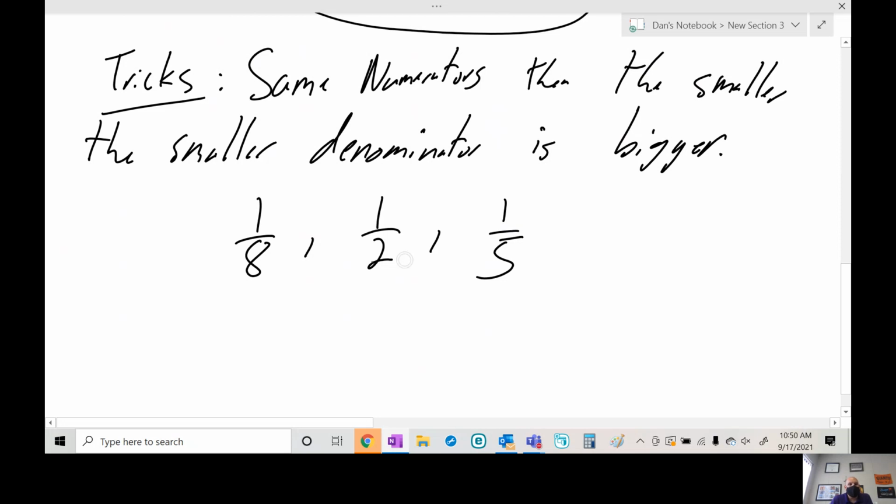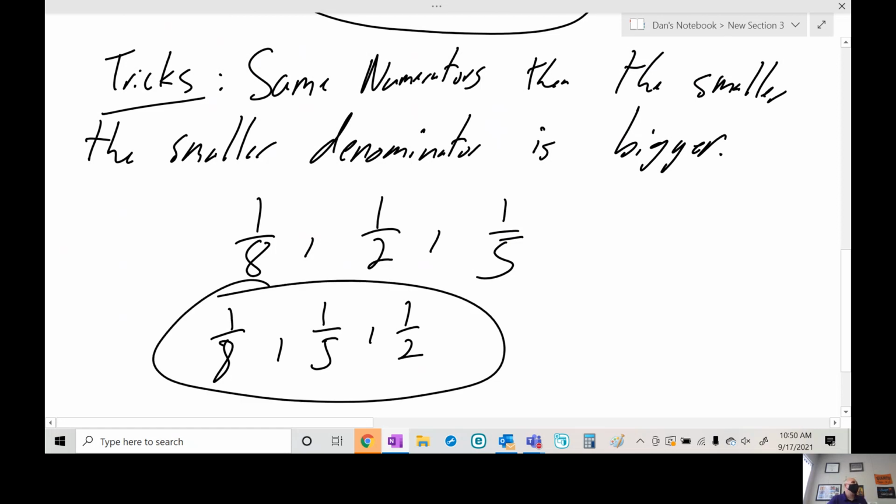What the denominator says is how many pieces you would slice something up into. So if I have one piece of 8 slices, that's going to be smaller than one piece of 2 slices, isn't it? Or one piece of 5 slices. So if the numerators are the same, you don't need to get common denominators. We already know that 1/8 is the smallest, and then 1/5, and then 1/2.